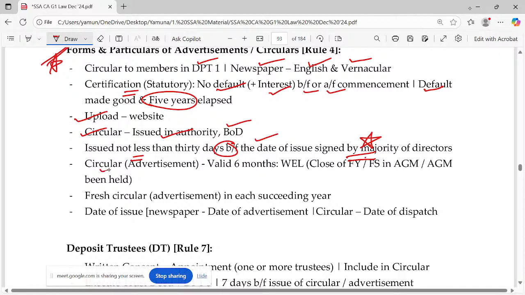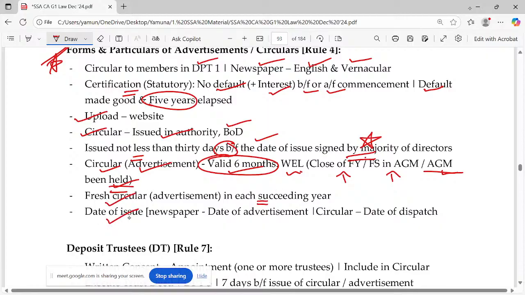Okay. And the circular or advertisement will be valid for 6 months, or whichever is later of the close of the financial year or the financial statements being laid at the AGM, or the AGM to be held. When does the AGM have to be held? Within 6 months. In case it is not held within 6 months, you have to take it as held within 6 months. And if you are not able to take the deposit within the 6 months, you have to go for a fresh circular or advertisement in each succeeding year.